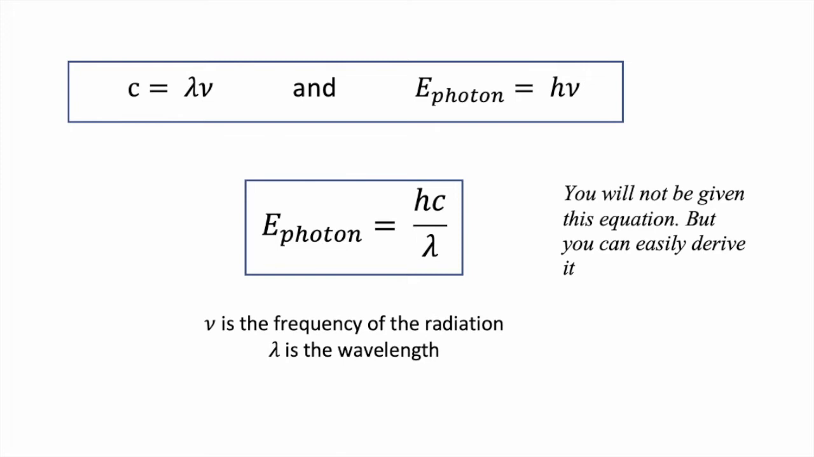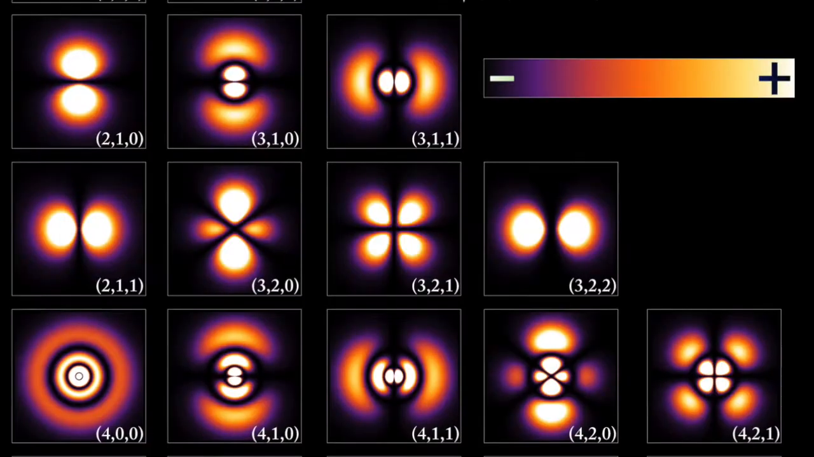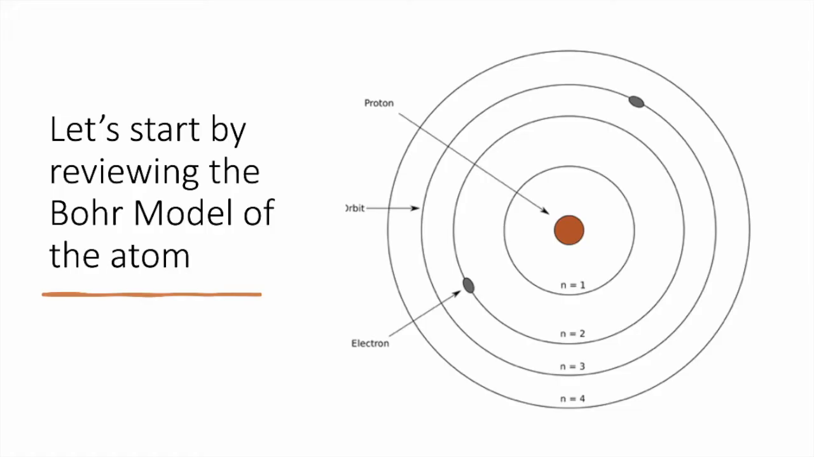Now let's talk about the electron emission spectrum and the Bohr model of the hydrogen atom. Although the current accepted model of the atom is the quantum mechanical model, the Bohr model still comes in handy when we're talking about certain things, and electron emission spectrums are one of these things.